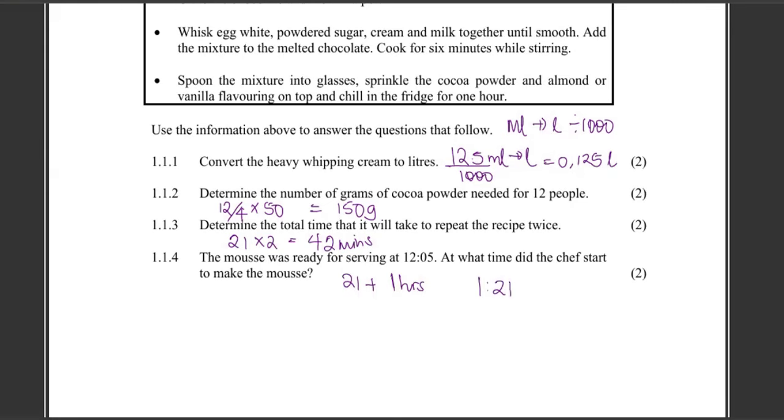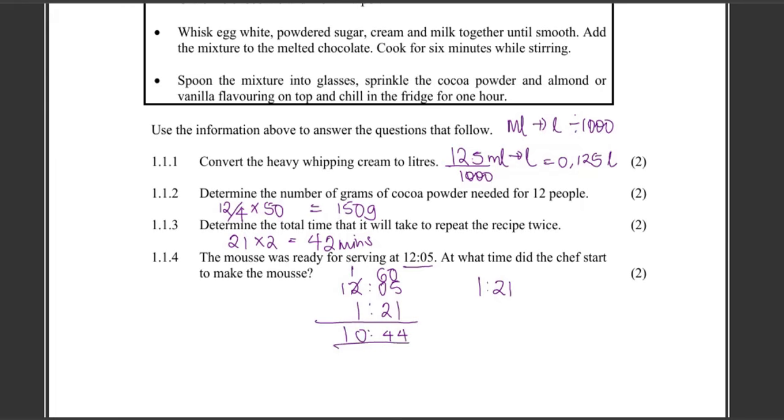At what time did the chef start? Because it ends at this time, we need to work backwards. So we are going to subtract. We are going to say 12 hours, 5 minutes minus 1 hour 21 minutes. It's impossible to subtract 21 from 5. What we do, we borrow. This becomes 60, meaning 65 minus 21. I believe you end up having 44. Now here you're remaining with an 11. So the person began at this time.